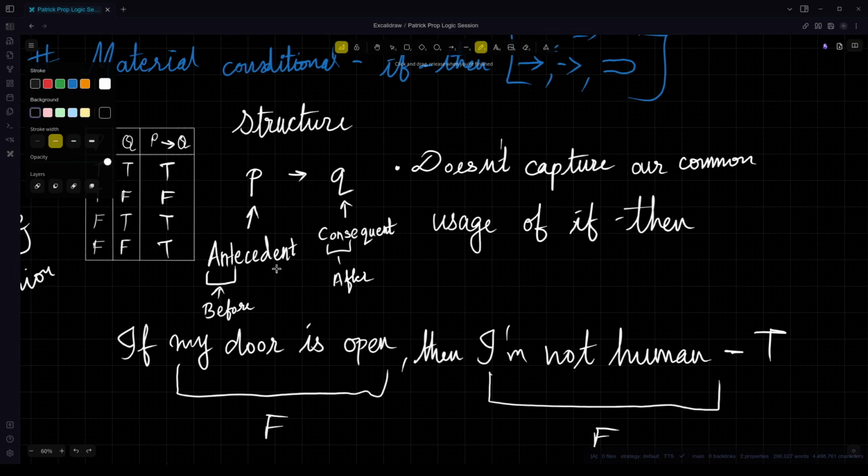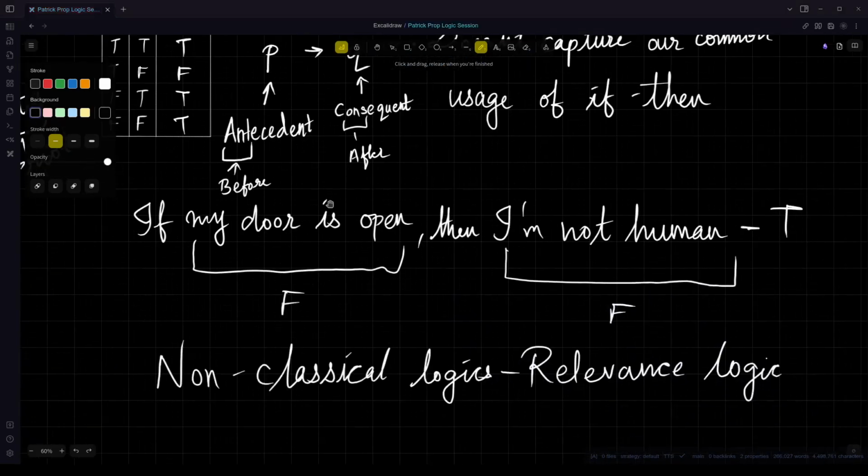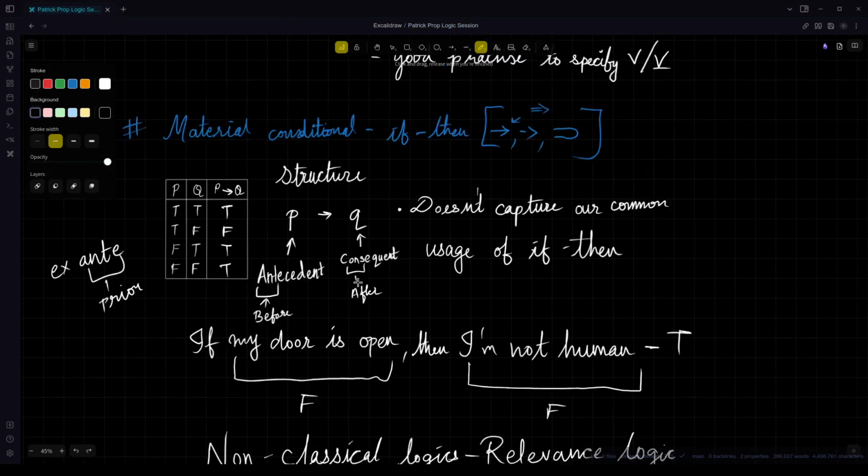So, another way of thinking, actually, we'll get to that part later. I don't want to, should I talk about that now? No, I'll talk about it later. Screw it. Anyway, so we have the material conditional.